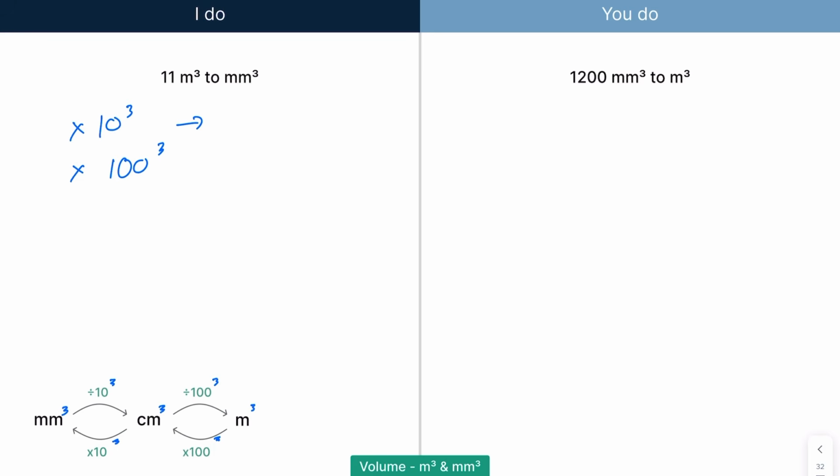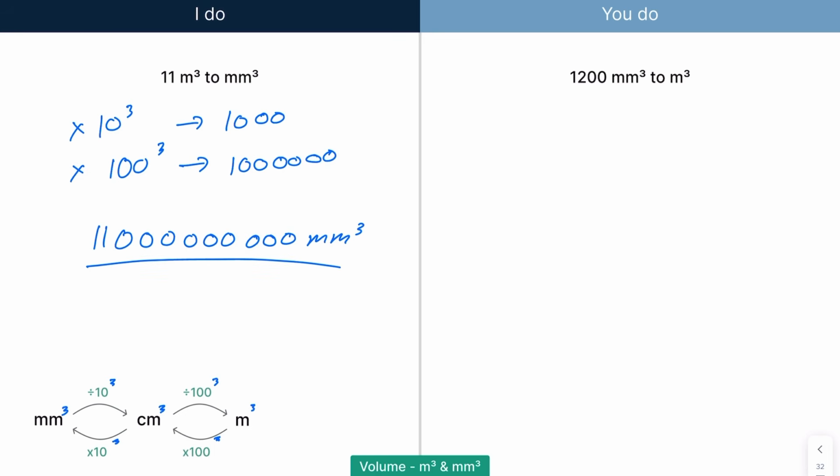So that would be 10 times 10 times 10, which will be 1 with 3 zeros. And that will be 100 times 100 times 100, which will give you 1, 2, 3, 4, 5, 6 zeros. So altogether we have 9 zeros. So it'll be 1 with 9 zeros on it. 1, 2, 3, 4, 5, 6, 7, 8, 9. And that is that.